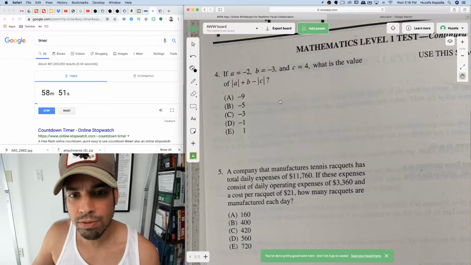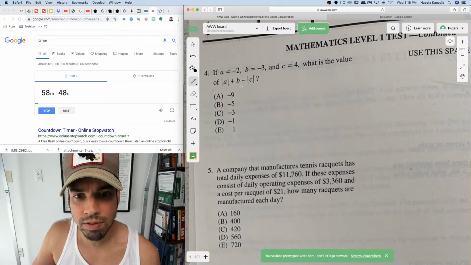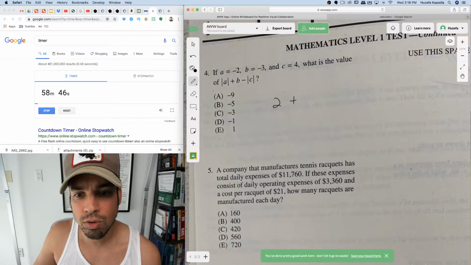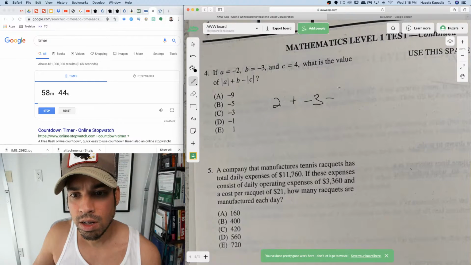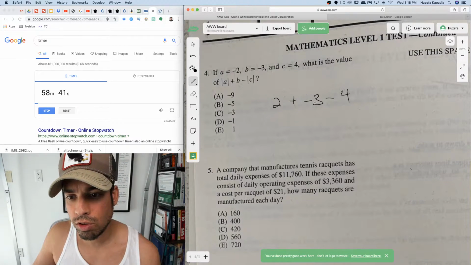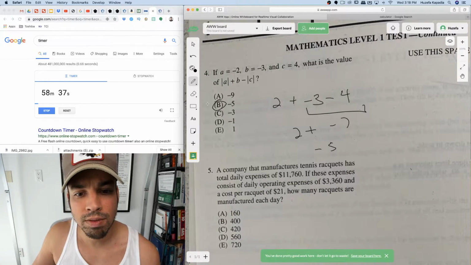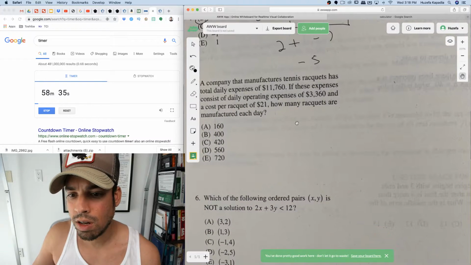Numero 4. If a equals negative 2b, what is the value of a plus b plus c? Absolute value of a is 2. B is negative 3. Absolute value of c is just 4, so it's 2. So this becomes negative 7 plus 2, which is negative 5. Just did a little out of order, but that's all right.